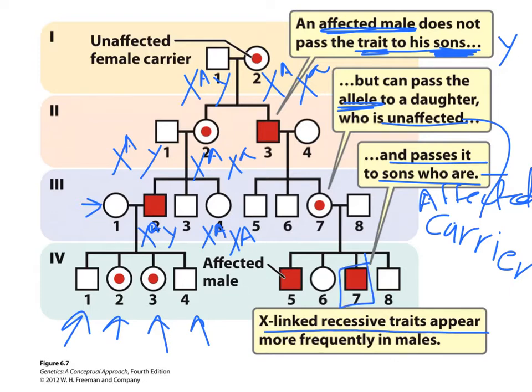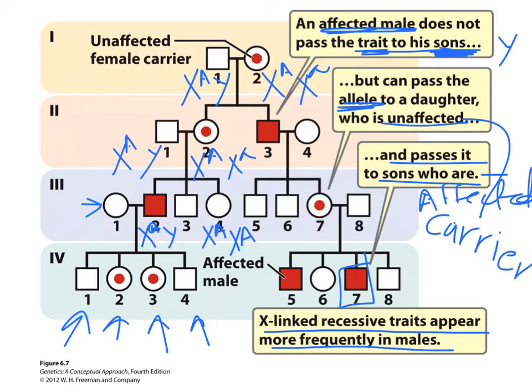X-linked recessive traits appear more frequently in males. So the first thing you do, that would help you make the assumption. You see a bunch of males that are colored in and no females, and I'm not gonna tell you who's a carrier. You got to figure that out based on the boys, but that would be your first assumption.